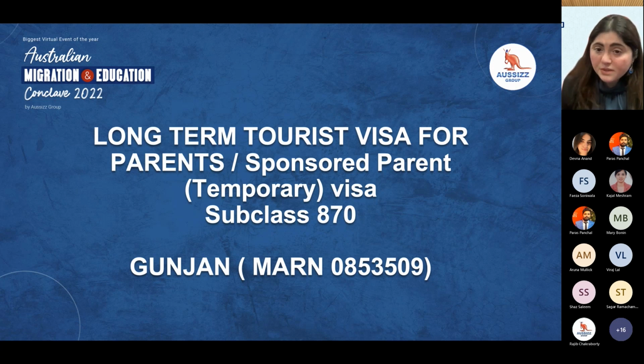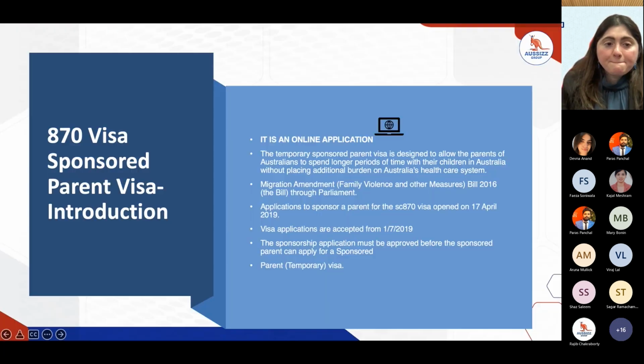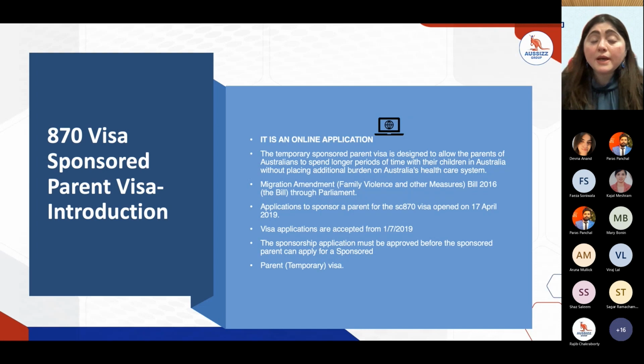But this is not a permanent visa. This is a temporary visa. The word itself says sponsored parent temporary visa. Okay, so it's an online application. As compared to the previous ones, they are paper applications, but this is an online application. The 870 subclass opened on 17th April 2019, so it pretty recently got introduced.